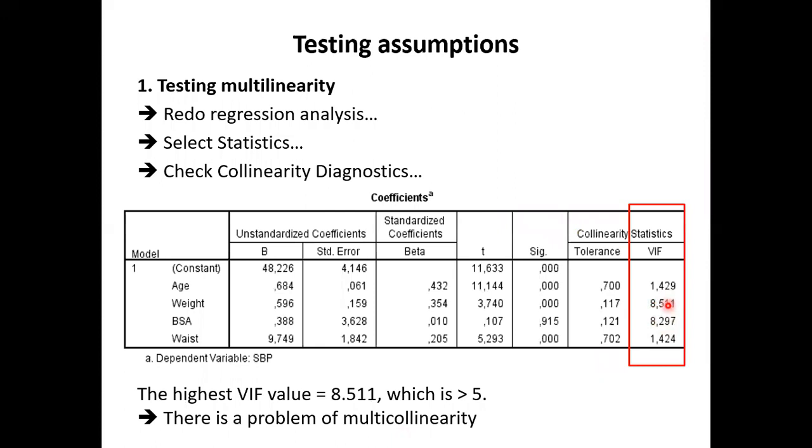In that case, what do you do? You drop one between weight and BSA, whichever is easier to measure. Weight is easier.